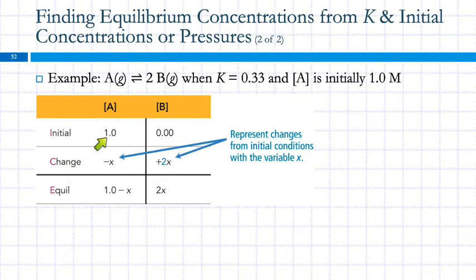Then I take my initial value and my change value, and I add them together. So 1 plus negative x is 1 minus x. 0 plus 2x is 2x. Okay? Watch out for those minus signs. They can really mess things up. They're squirrely, you've got to watch out for them. So we need our equilibrium constant expression. So the equilibrium constant equals the concentration of B squared divided by the concentration of A.